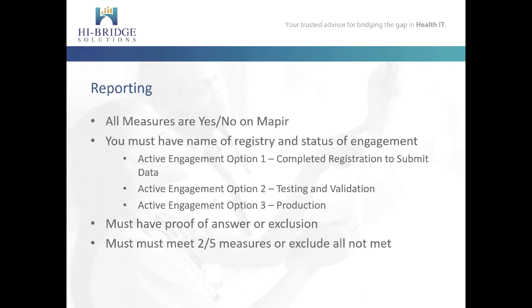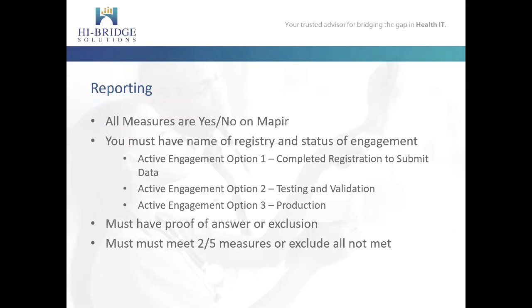So how do you report? This is considered a yes/no report in MAPIR. That means you must have some proof as to the emails that you've sent, the testing that you've done, and/or the registries to which you are reporting. So there's 3 different levels of engagement, and you have to attest to which level of engagement you are in. Have you completed a registration? Are you currently in testing and validation? Are you in production, in which you're exchanging information from your CEHRT to the registry?